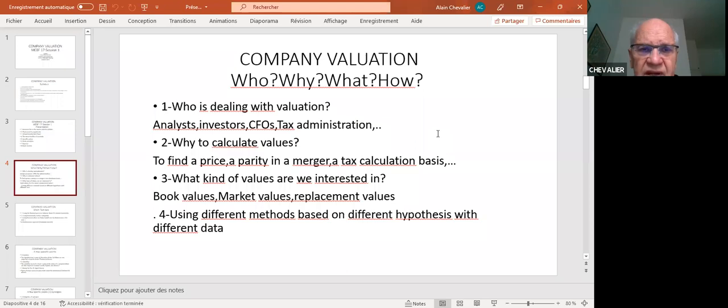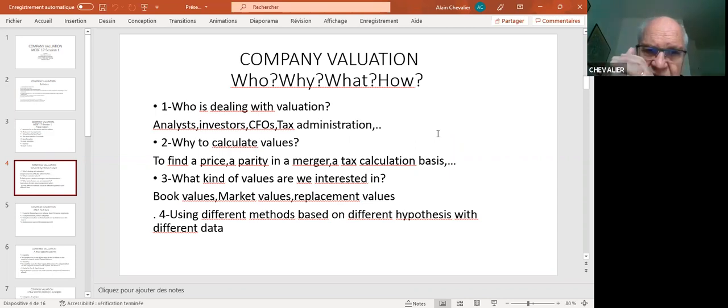Second, why calculate values? If you go back to specific situations, of course, it is to find the price. And we'll come back to that point. It is clear that value is not a price, and that we can calculate several values using several methods. But also at the end, when there is a financial operation, we need one price. So the connection between the value and the price, which is one of the most interesting questions in economics and finance, will be studied here.